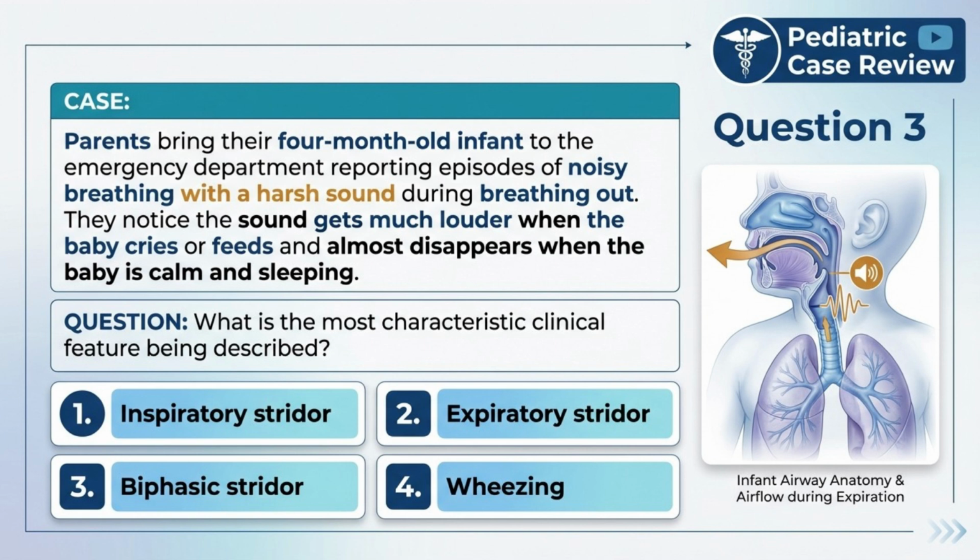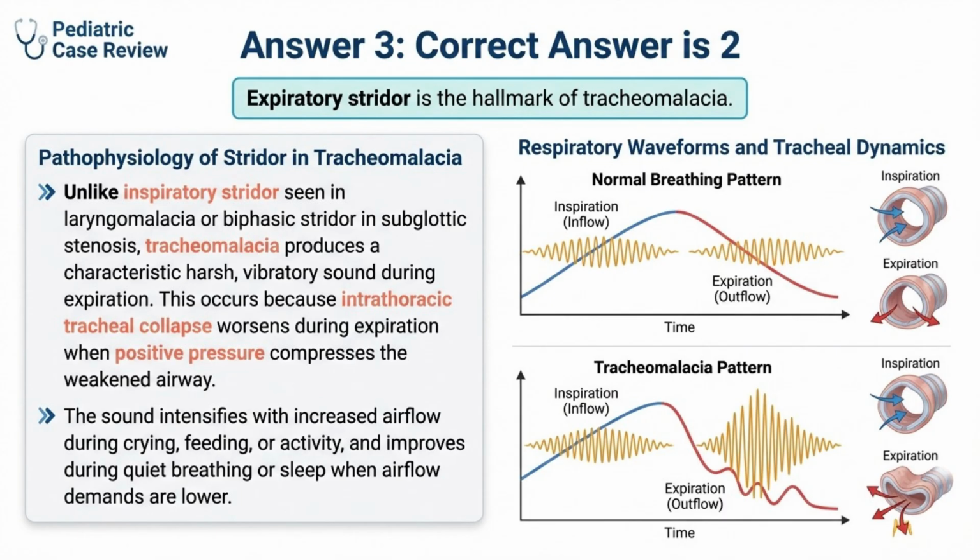Option 1. Inspiratory stridor. Option 2. Expiratory stridor. Option 3. Biphasic stridor. Option 4. Wheezing. The correct answer is option 2. Expiratory stridor. This is the hallmark of tracheomalacia.